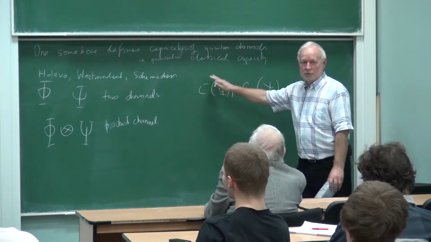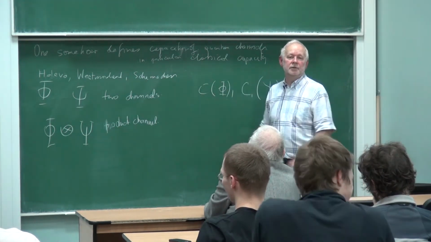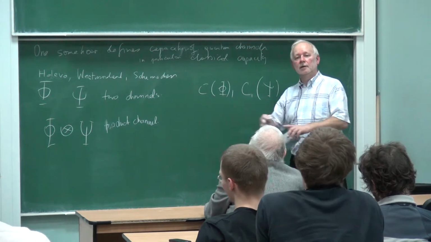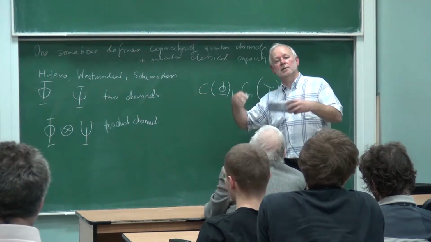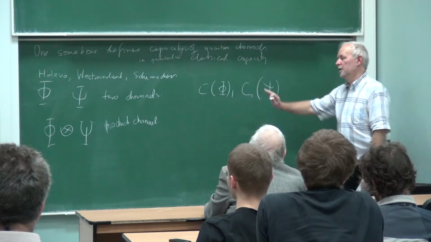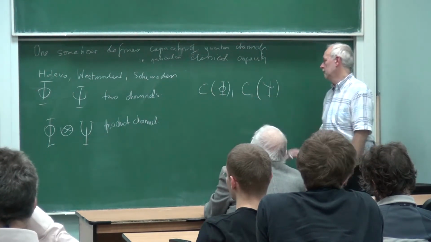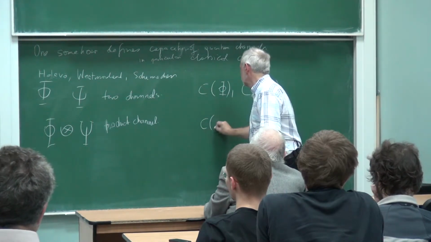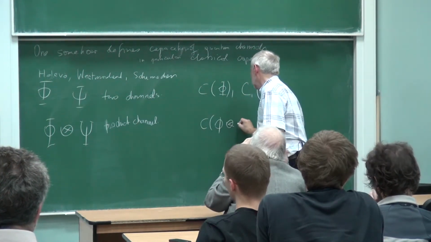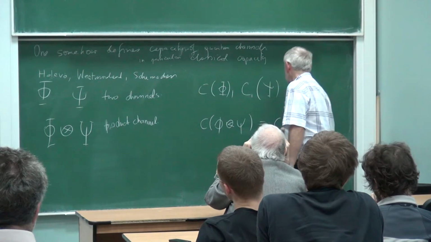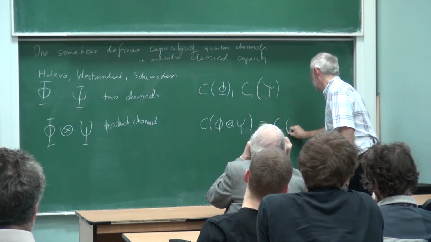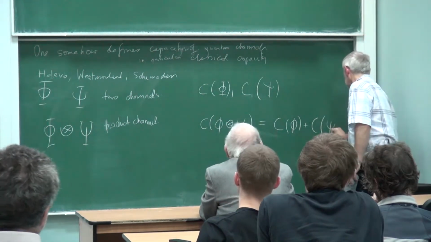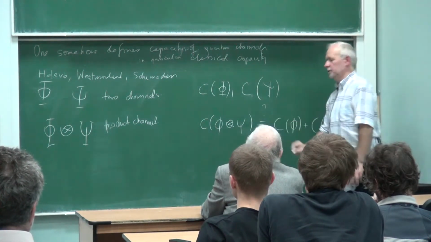So that's basically how the definition works, that you are allowed to use it many times, and then you divide it by the number of uses, how many bits per use. Ultimately, that will be a number. And the same thing for the other. And then the question was, is it true that if you use two channels in parallel, then this is the same as the sum of C of phi and C of psi. Okay, so this was the question.